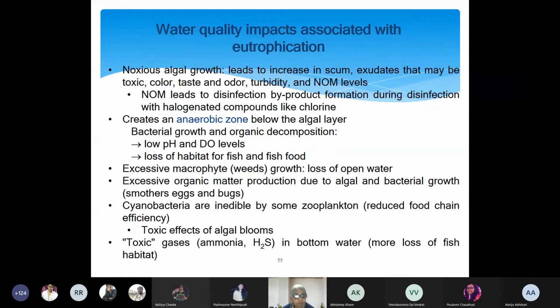Then we come to, if the DO level drops, what will happen? The fish that are growing in those lower layers will find it difficult to survive. So there will be loss of habitat for fish, and those people who depend for their livelihood as well as for their food on these fish will also lose.